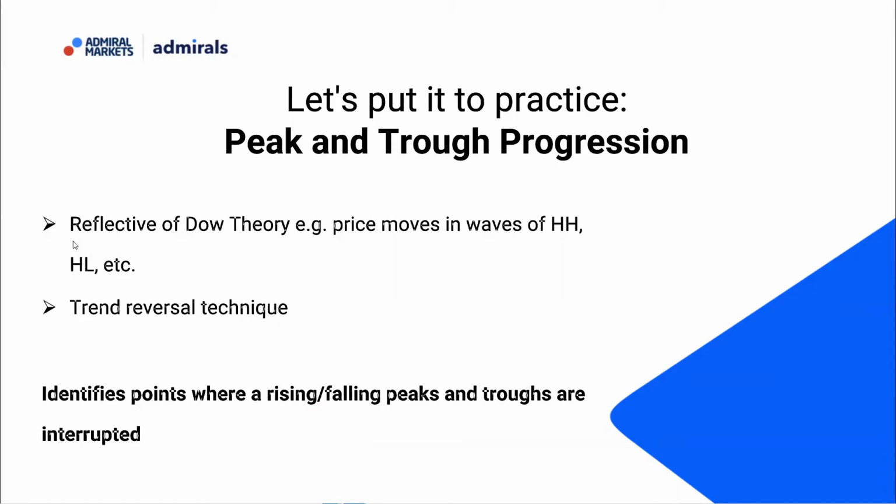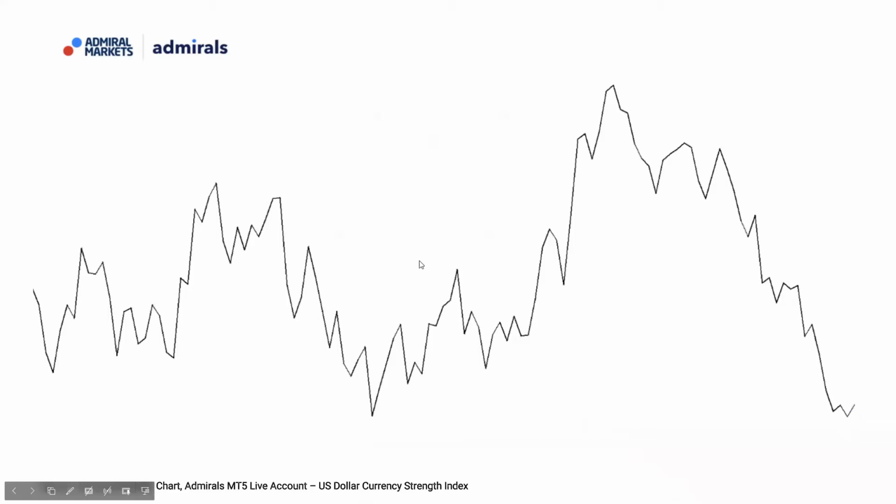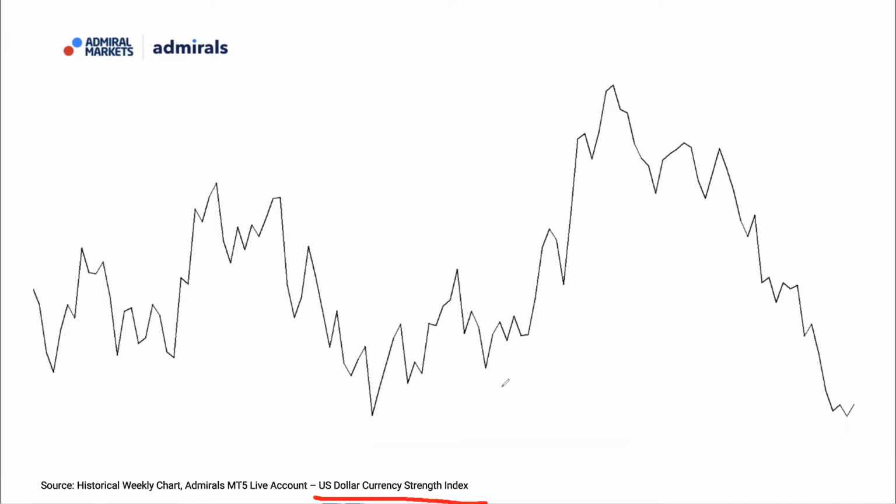Now, I'll actually demonstrate to you what this looks like with two different instrument classes, just to show you that we can apply these principles to really any market, any chart, as long as we can have a chart. So what we'll start with first is the US dollar currency strength index, the USD, the ticker code is DXY. You can trade the futures contract on MT5 as well.